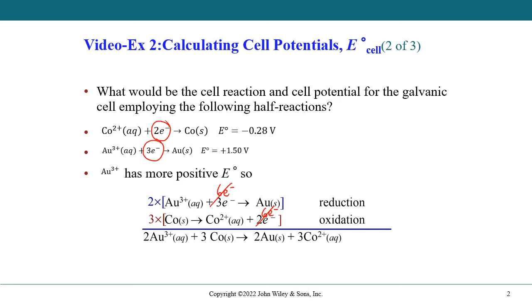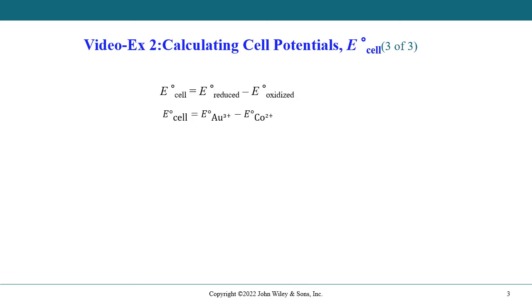So our final reaction shows the reaction over here, but we need to note something important about this when we're doing the calculation. So let's go ahead and do the calculation. As normal, we would say E cell is E reduction minus E oxidation, so it'll be E gold minus E cobalt. We say plus 1.5 minus 0.28, and we get a final value of 1.78.